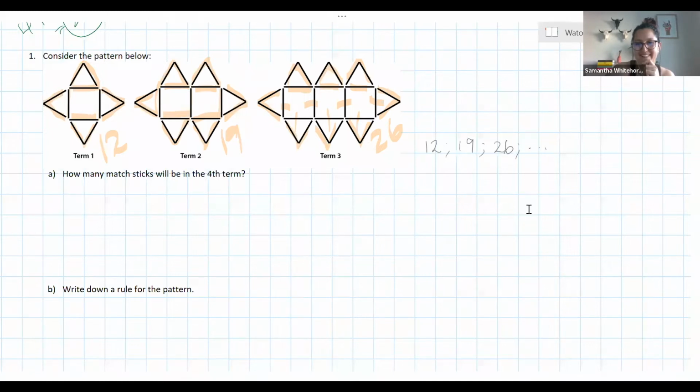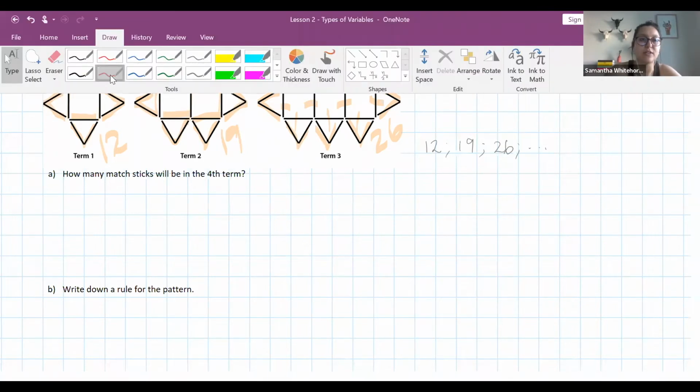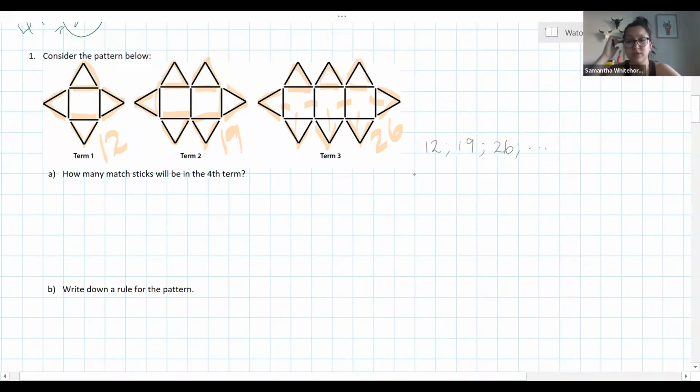Can you hear me? Yes. I think in each will be, I think, 7. Excellent, well done. So guys, what we see is that if we look at the numbers, or you can use the pictures, it really doesn't matter. But what we're doing to get from one image to the next is we're adding 7 sticks each time.